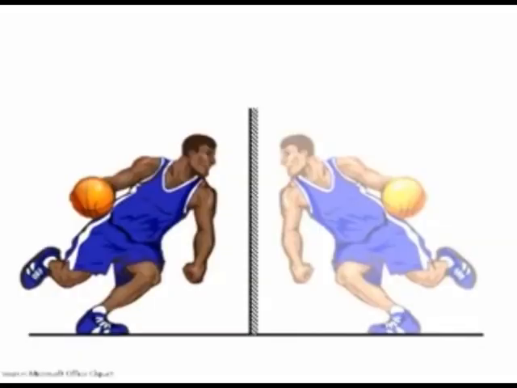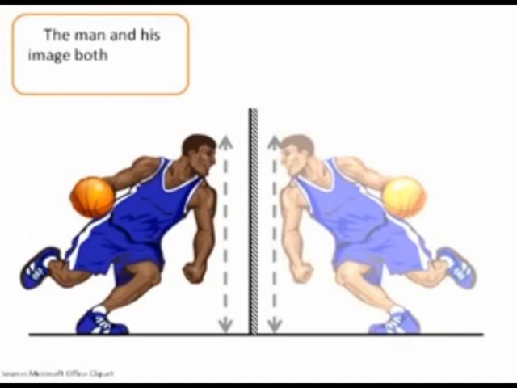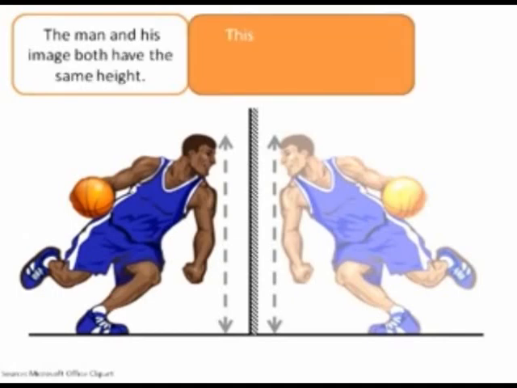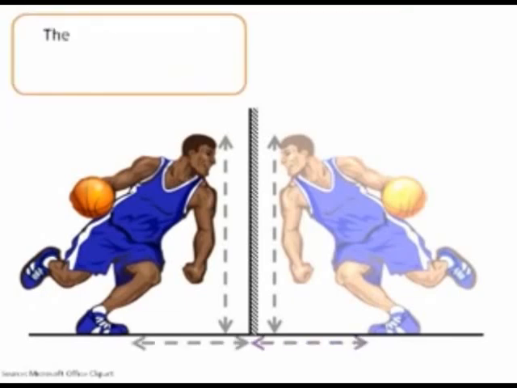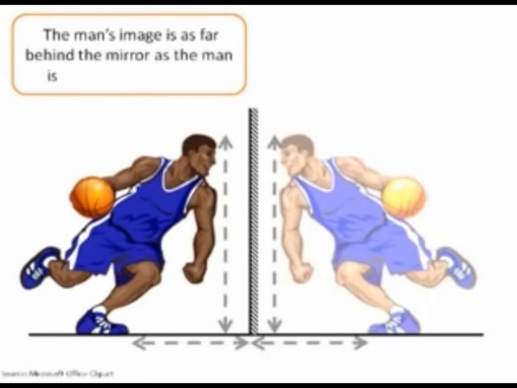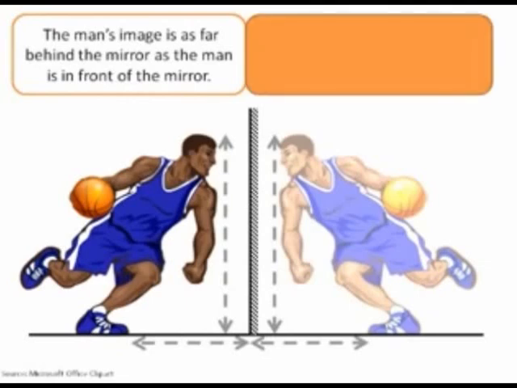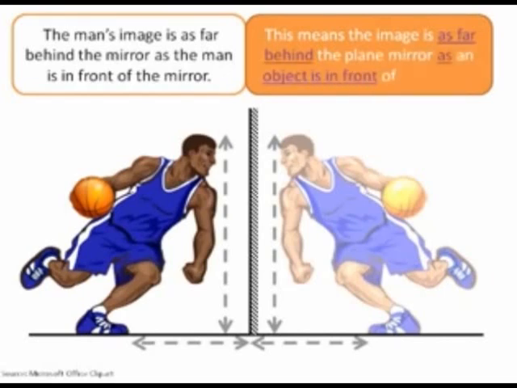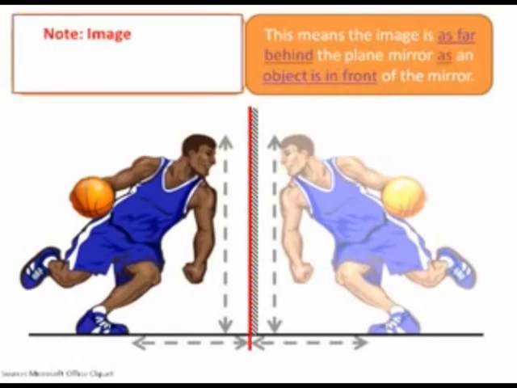How will the image look like? Now look at this reflection. The height of the man and his image are equal. And this means that the image formed in a plane mirror has the same size as the object. Also, the man's image is as far behind the mirror as the man is in front of the mirror. And this means that the image is as far behind a plane mirror as the object is in front of the mirror. Note that the distances are measured from the mirror.